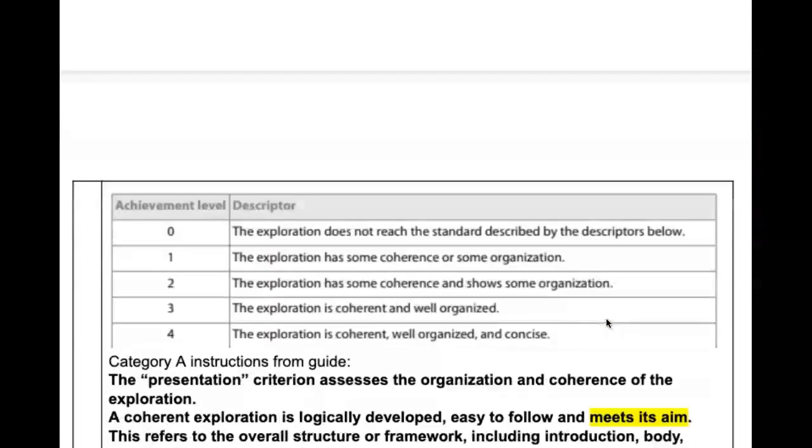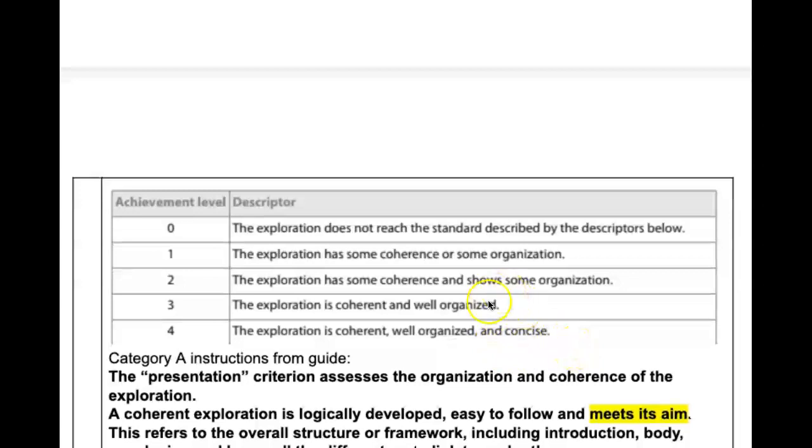All right, so here are the 5 different levels for category A, 0, 1, 2, 3, 4. The top level is this explanation is coherent, well organized, and concise. Looking at this, you might think, why would anybody get less than a 4 in this category? But actually, most people get less than 4, okay?